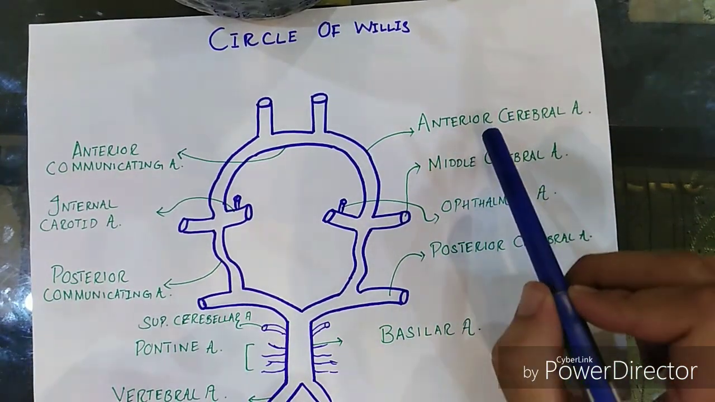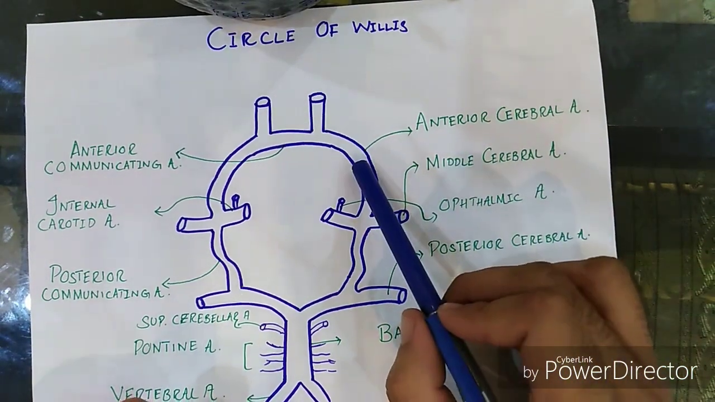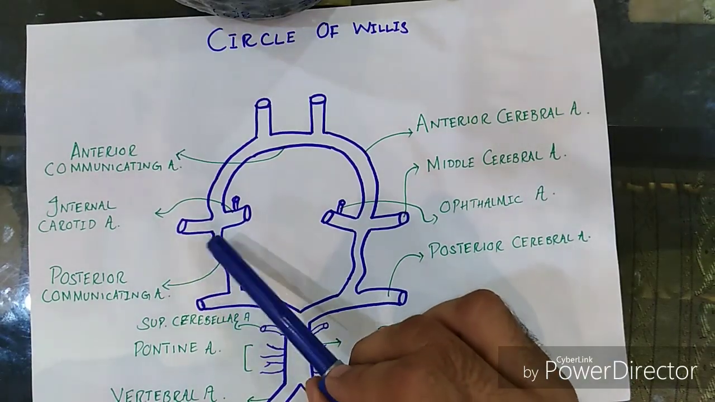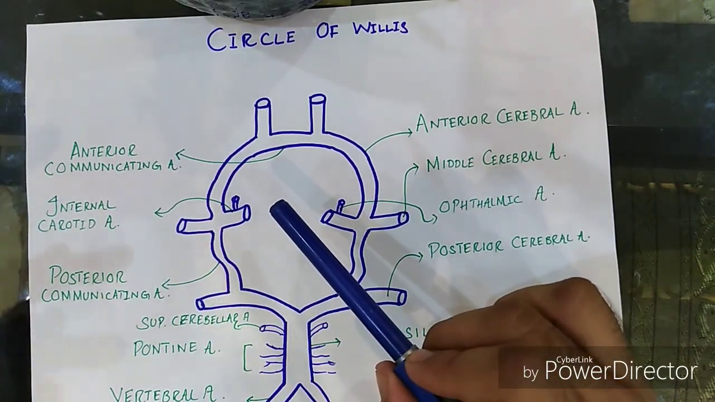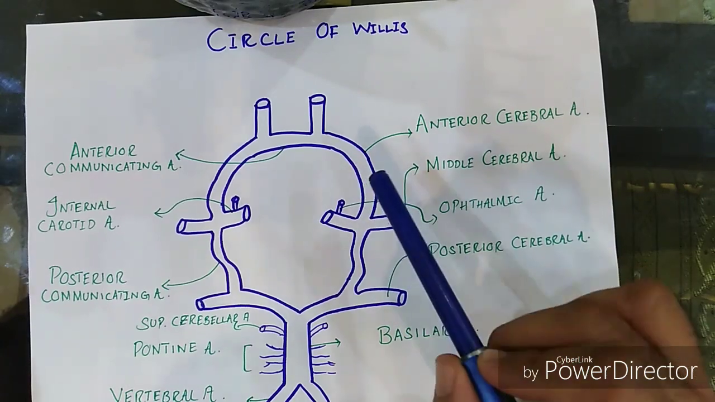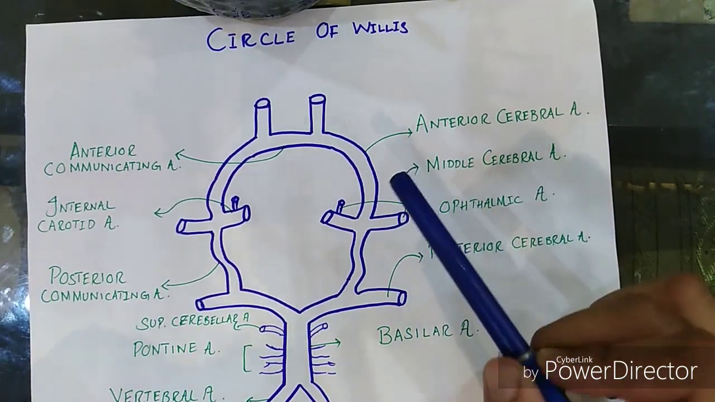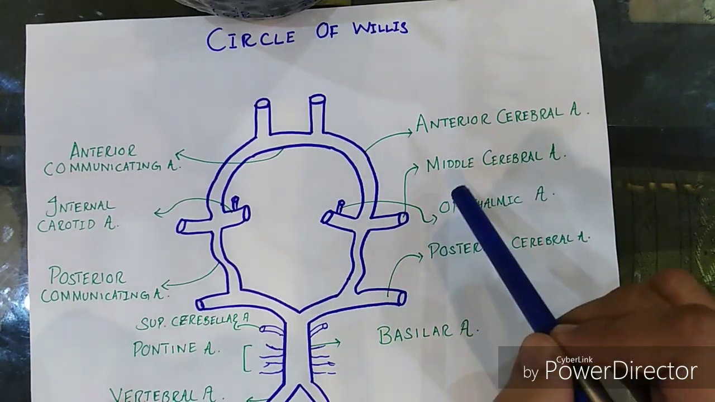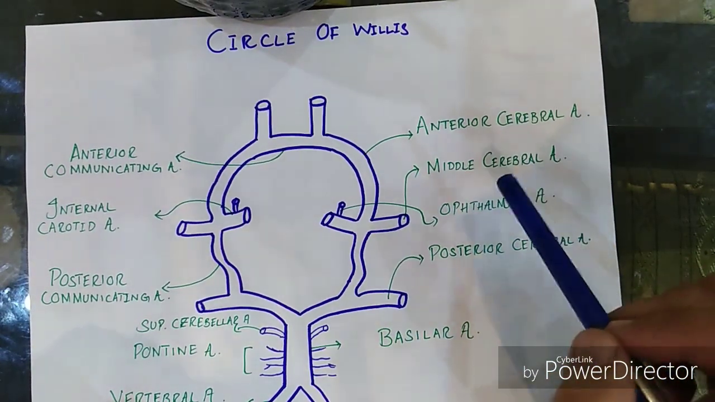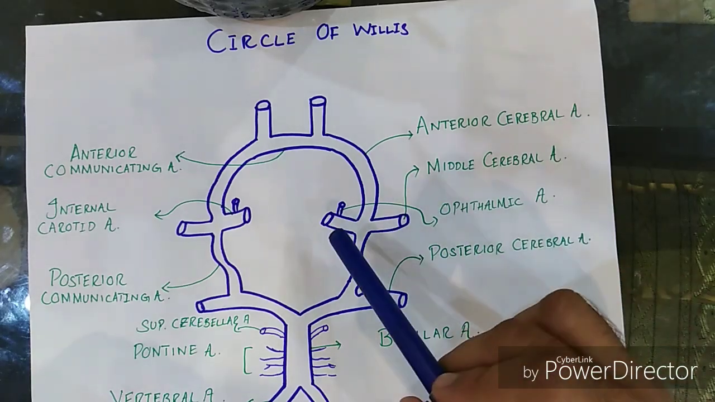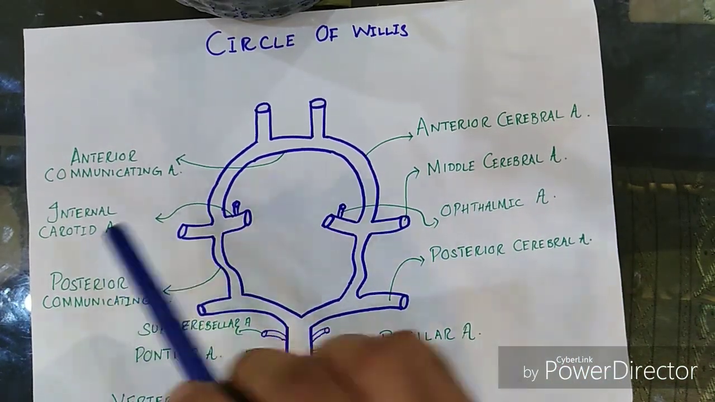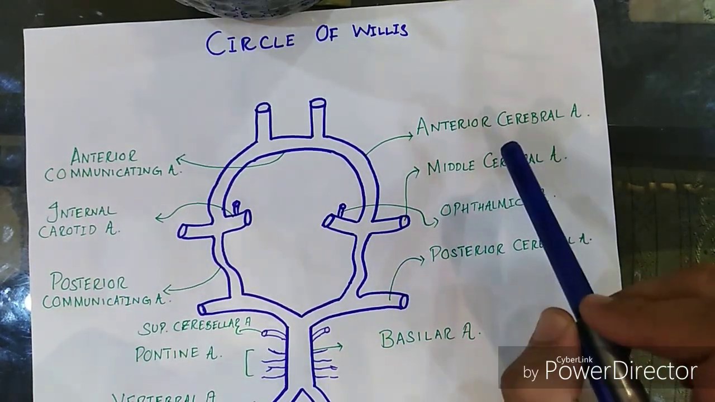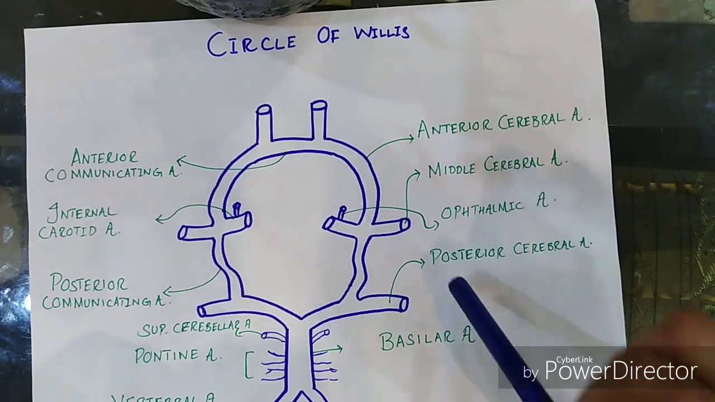Now talking about the anterior cerebral artery, I have told you that it is the branch of the internal carotid artery. It supplies the midline portion of the frontal lobe and the superior medial parietal lobe, as you can see here in the image. About the middle cerebral artery, it is also a branch of the internal carotid artery and it supplies the lateral part of the cerebral cortex.